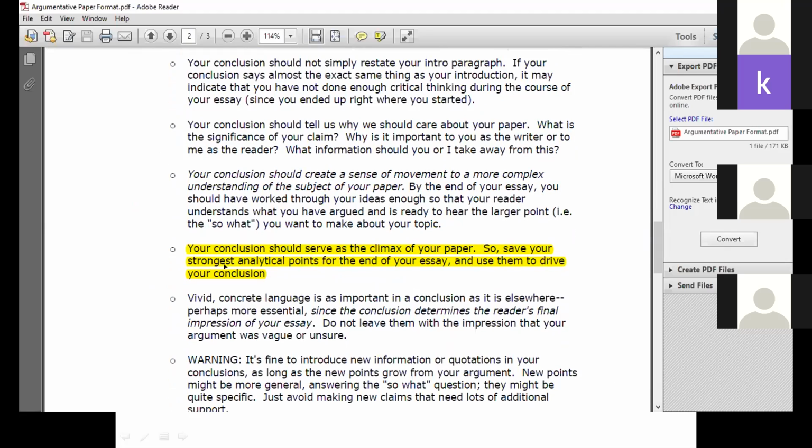this, the highlighted one. Your conclusion should serve as the climax of a paper. So save your strongest analytical point for the conclusion, at the end of your paper, and use it to drive your conclusion. So in this way, you will write an entire argumentative paper.